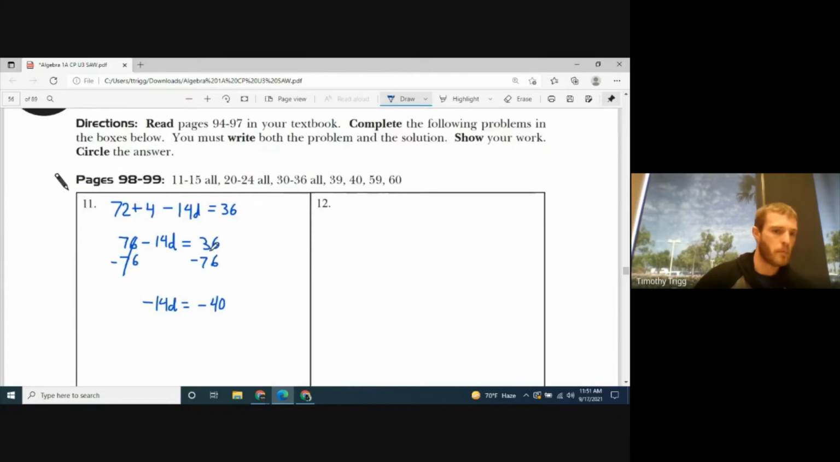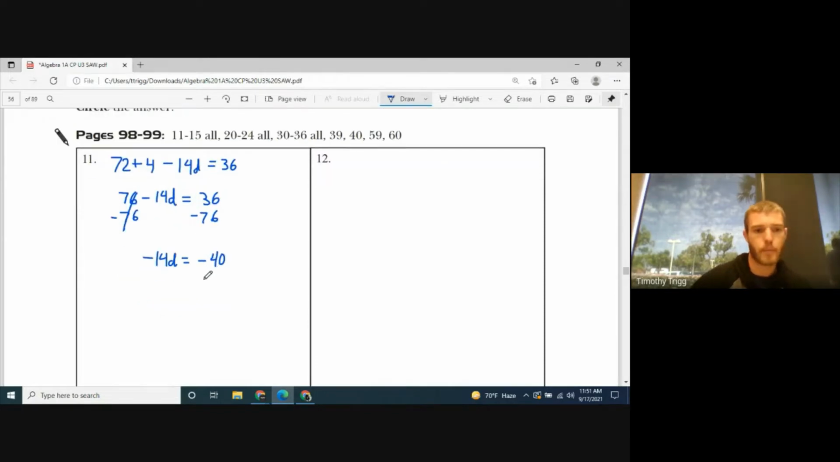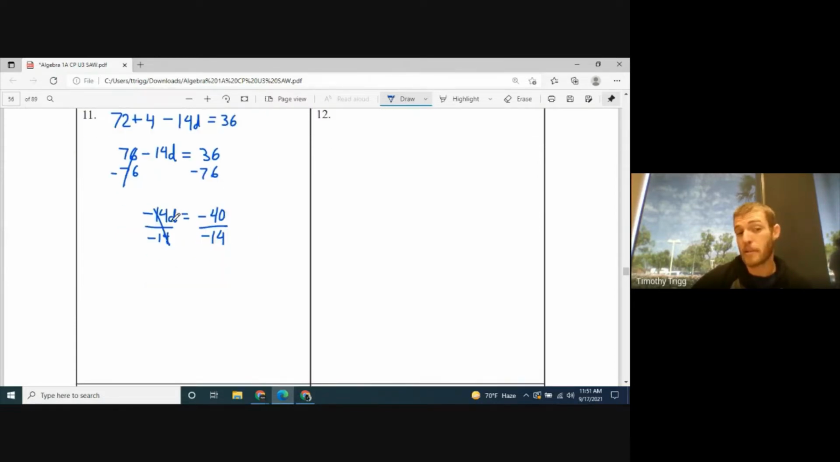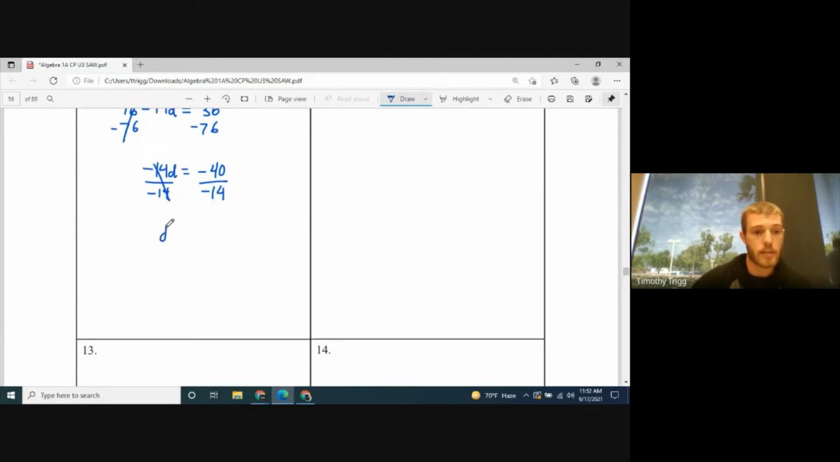Make sure I'm doing the right problem. Page 98, number 11. Yep. Okay. Then divide both sides by -14 to get d by itself. Again, the -14 right up against the d, that means they're multiplied. So we would divide to cancel it. Here that gives us d equals a negative over a negative. I could just make that positive.